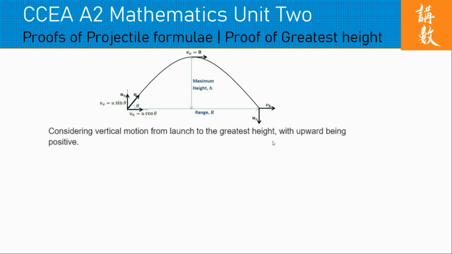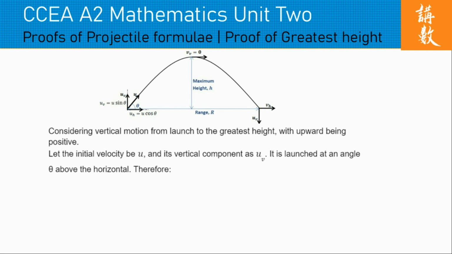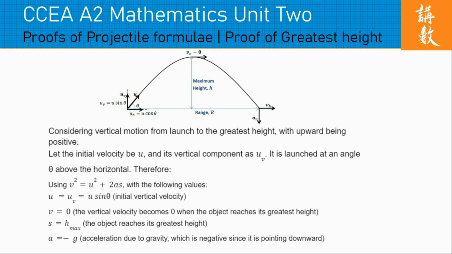We will prove the formula for the greatest height by considering the vertical motion from the launch point to the highest point reached, considering upward as the positive direction. We let the initial velocity be u and its vertical component be uv, launched at an angle theta above the horizontal. Therefore, we use v squared equal to u squared plus 2as with the following values.